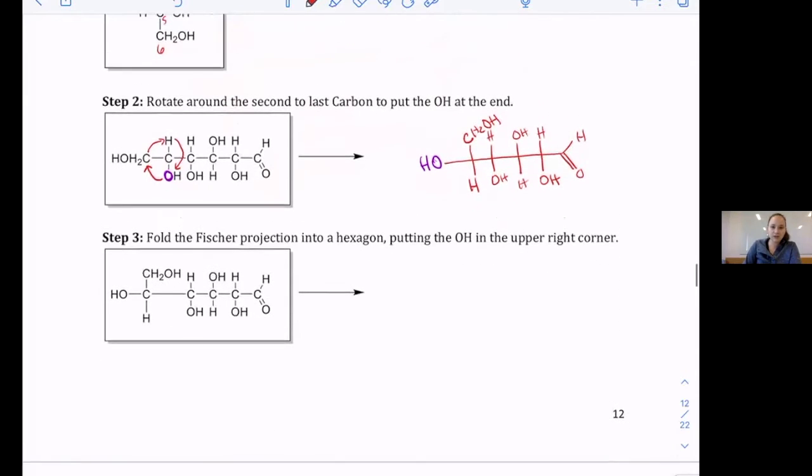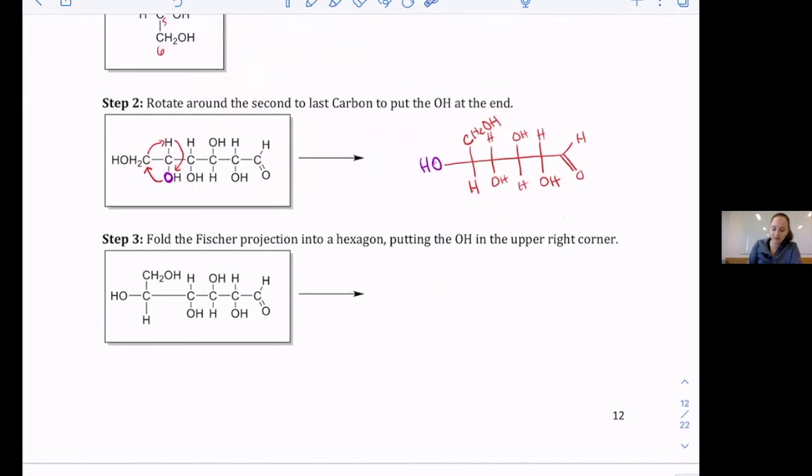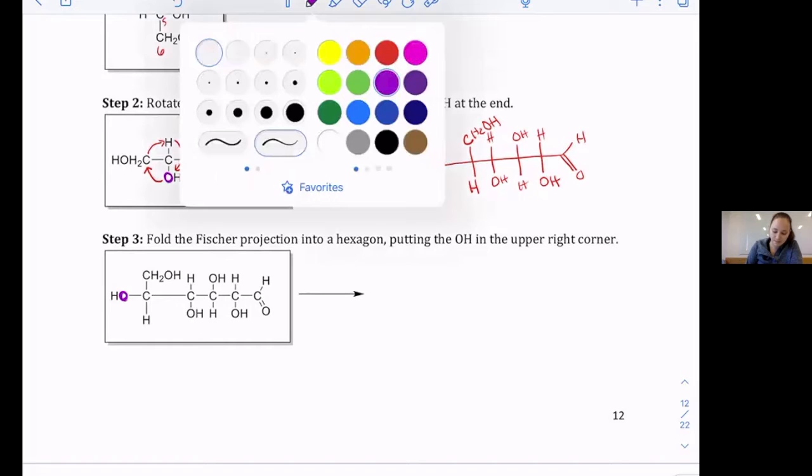Step 3. You'll notice that my structure here is the same as the structure here. Label this purple guy. Fold the Fischer projection into a hexagon, putting the OH in the upper right corner. I will tell you right now, you need to do this in the exact same way every single time. If you put it in a different place, it's going to be super confusing. So I'm going to keep everything vertically the same as it is, but I'm going to draw this into a hexagon form.